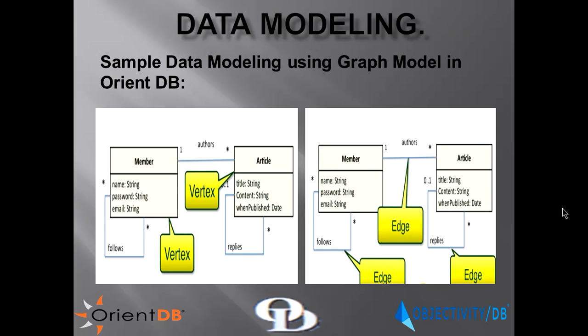Sample data modeling using graph model in OrientDB. This is an example of a graph model using OrientDB. Here we have the vertices, we have edges, and the property. In this particular example, the member and the article are examples of vertices, while follows, reply, and authors are examples of edges. Name, password, and email are examples of the properties.